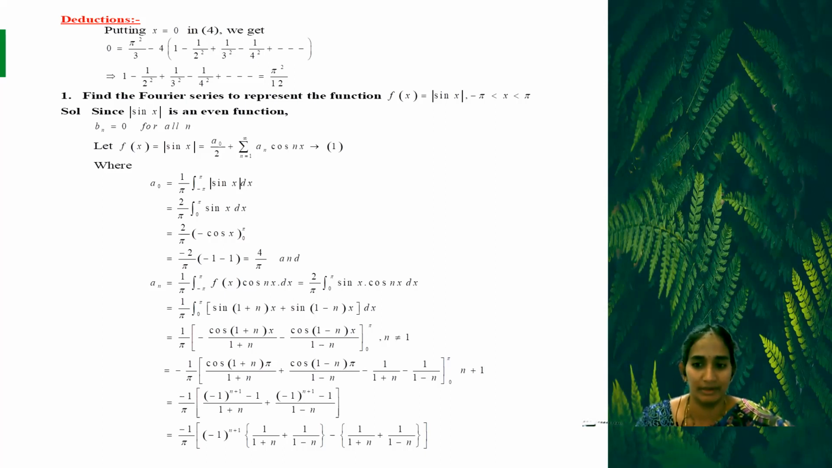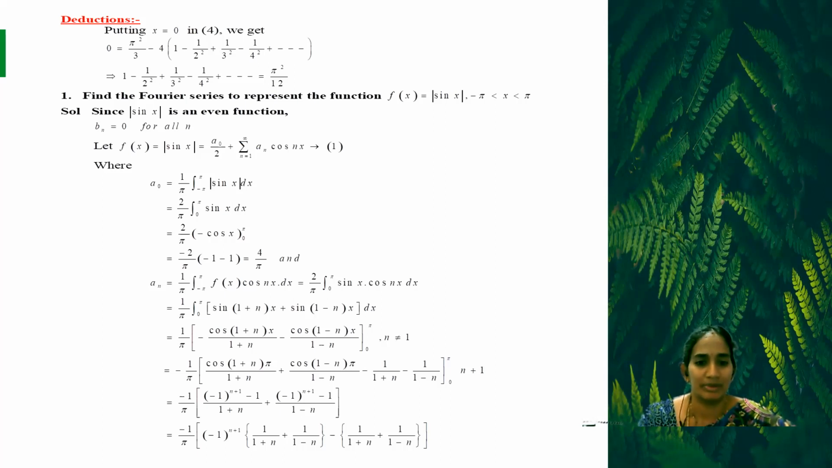Next we are finding an. We know the formula an equals 1 by pi integral minus pi to pi f of x cos nx dx. The given function f of x, mod of sin x, is even. Then we write two times the integral: 2 by pi integral 0 to pi sin x cos nx dx. Next step, we use the sin a cos b formula: sin a plus b plus sin a minus b.